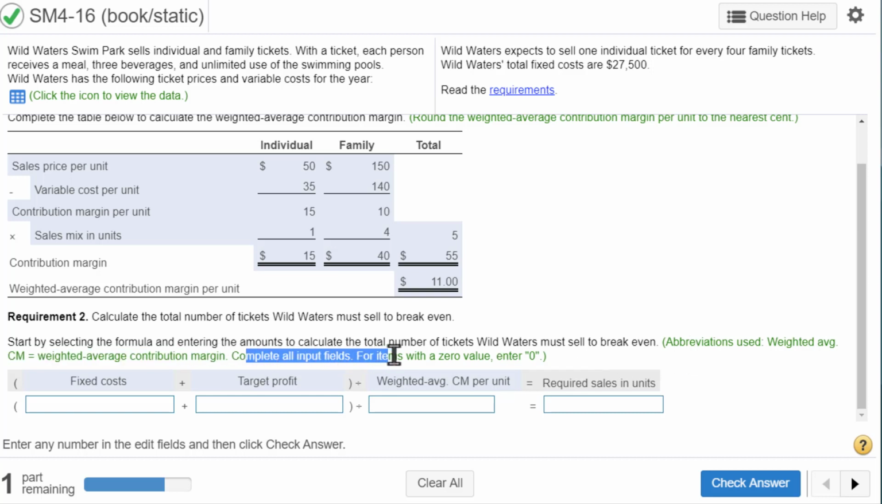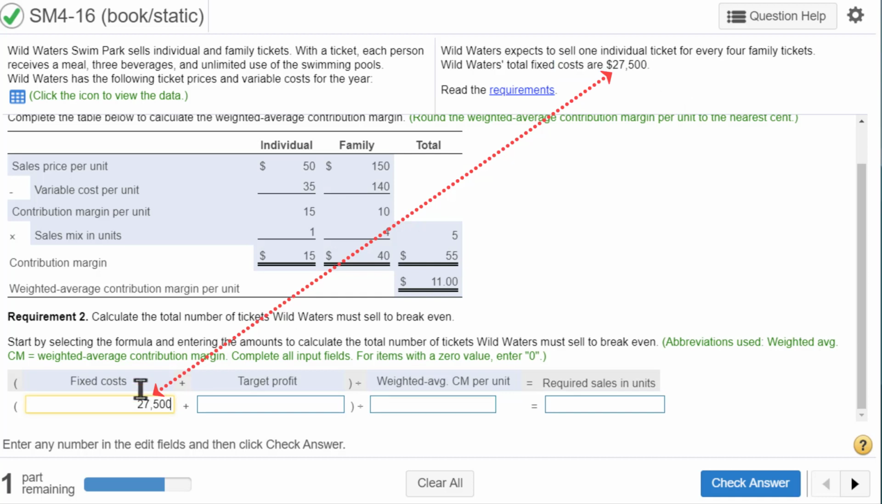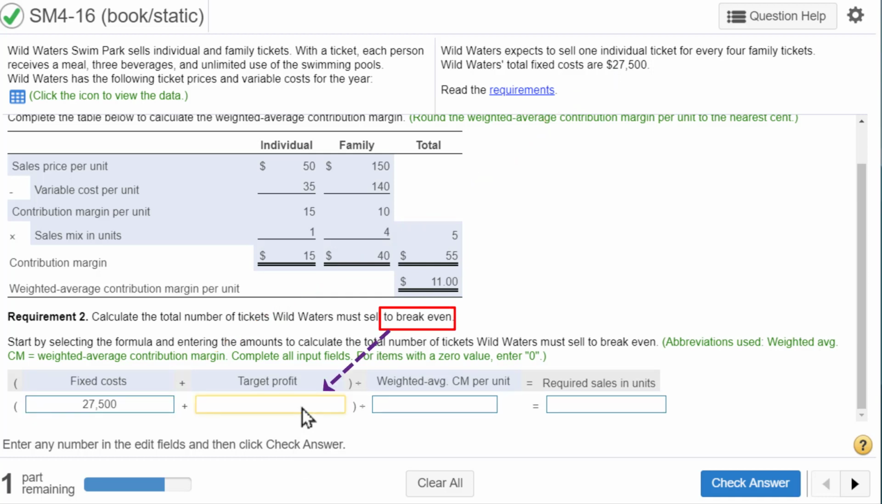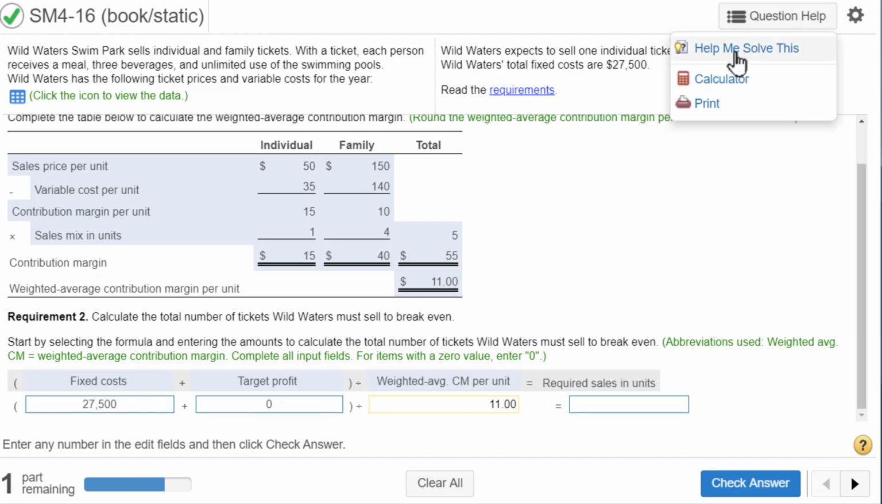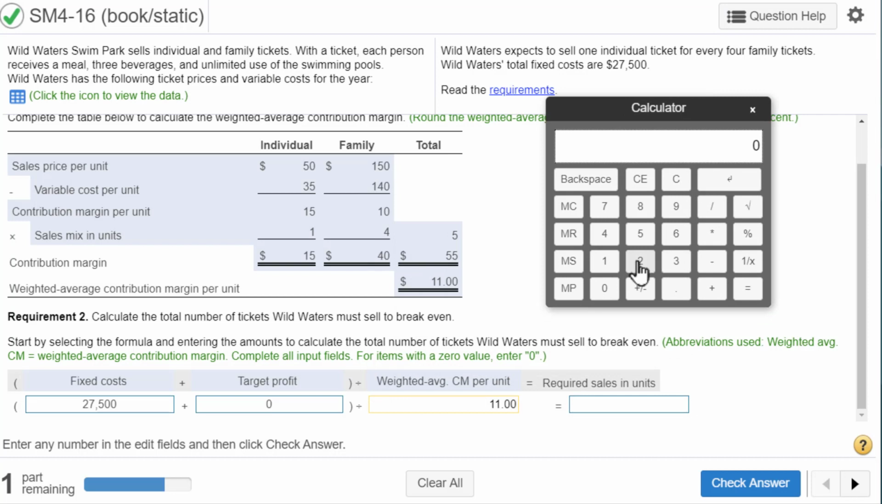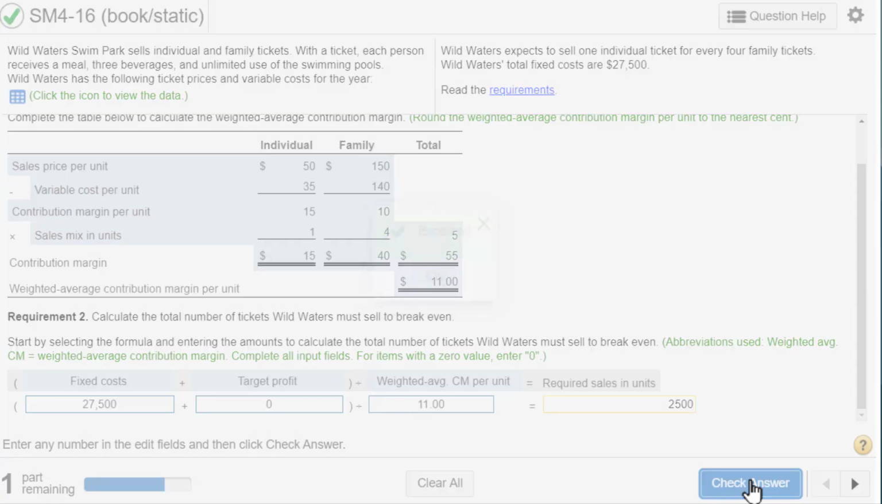Also, it says complete all input units; for items with a 0 value, enter a 0. So fixed costs, which are up here, are $27,500. Target profit: remember we're trying to find out how much they need to break even, which it tells you right here. Break even means a profit of 0. And divided by the weighted average contribution margin per unit, which is right here, $11. So we're going to take 27,500 plus 0 divided by 11. 27,500 divided by 11 gives us 2,500. So this 2,500 means we need to sell 2,500 tickets to break even. Excellent.